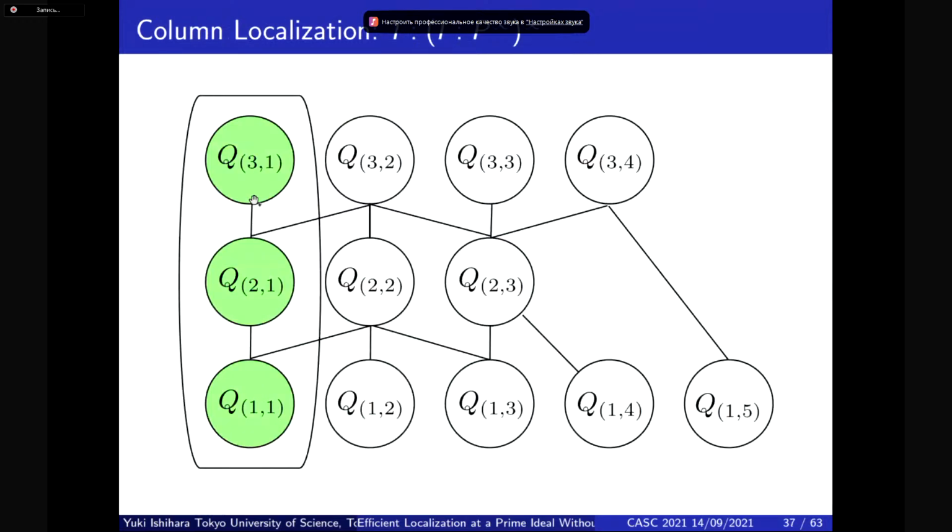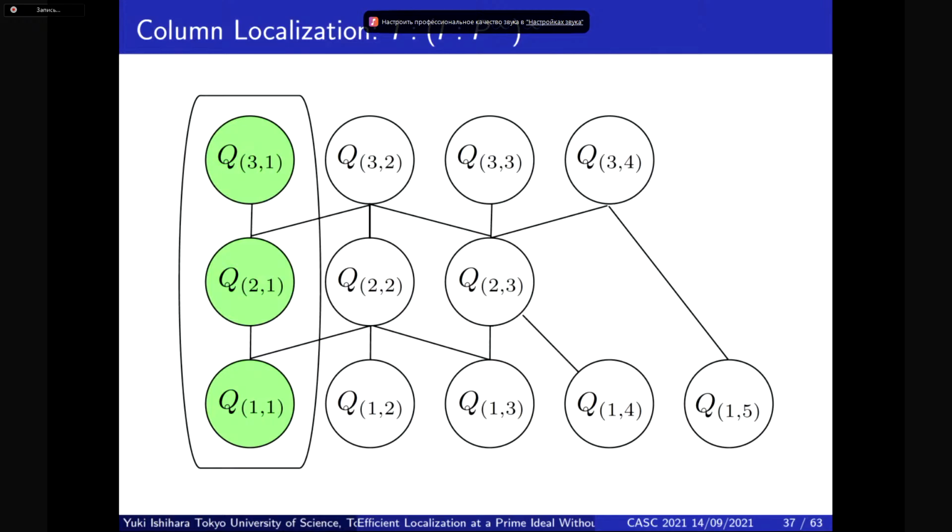So in the graph, the double ideal quotient, the double saturation, is the intersection of these components, which is some column localization. So the equidimensional hull is a row localization, and the double saturation is a column localization.